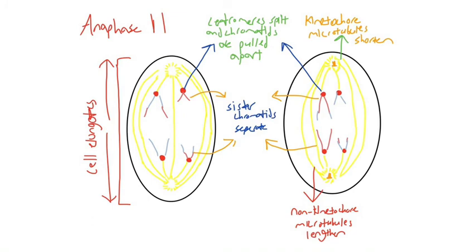During anaphase II, the cell elongates. Sister chromatids of each chromosome separate and start to move, and centromeres split and chromatids are pulled apart. Kinetochore microtubules shorten. Non-kinetochore microtubules lengthen. Each sister chromatid, now separate chromosomes, is now at separate ends of the cells.